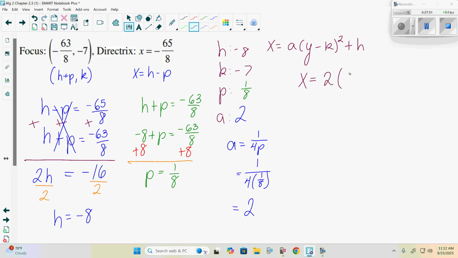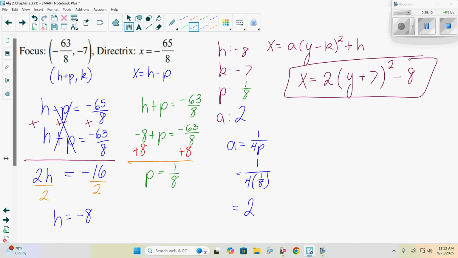We're going to replace a with 2. We're going to replace k with negative 7, and instead of writing y minus negative 7, we're just going to write it as y plus 7, and our value of h is negative 8. So instead of writing plus negative 8, we can just say minus 8. Questions on this here?